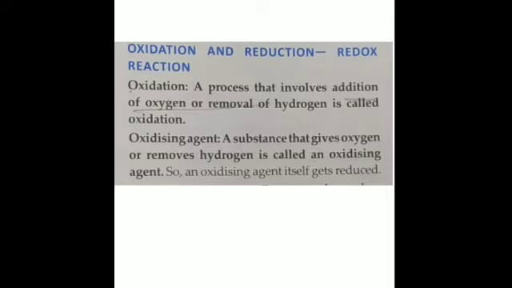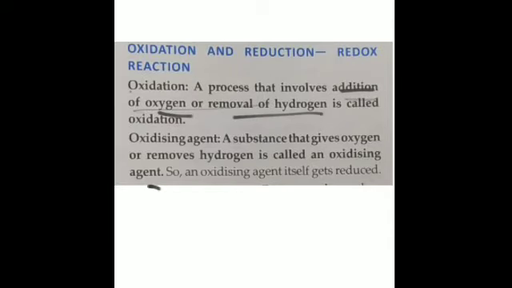And what is an oxidizing agent? A substance that gives oxygen or that removes hydrogen is called an oxidizing agent. So in simpler terms we can say an oxidizing agent itself gets reduced. When I come to reduction I will explain this point to you. So you should remember that oxidation is a process that involves the addition of oxygen or the removal of hydrogen.